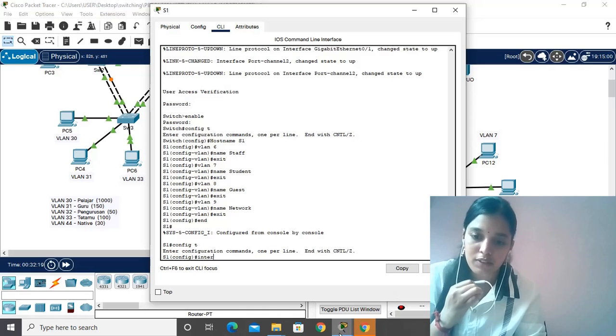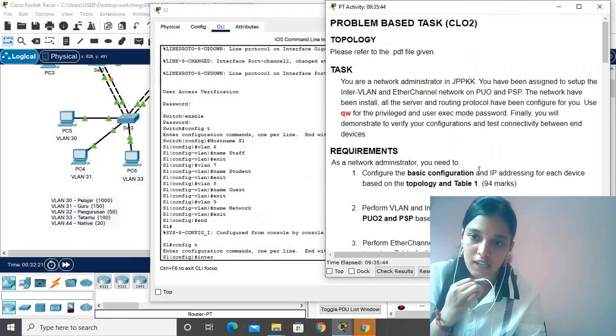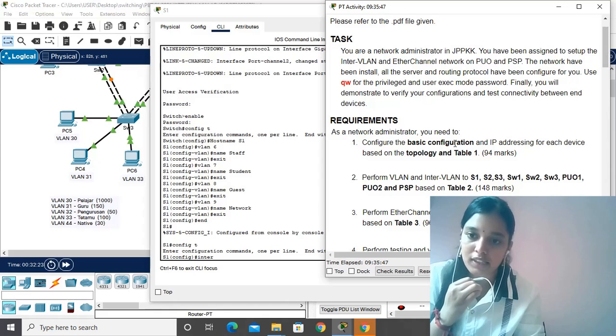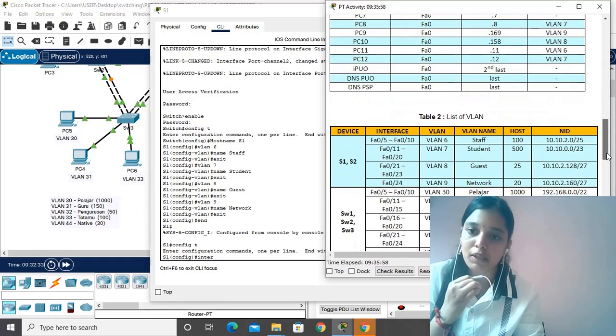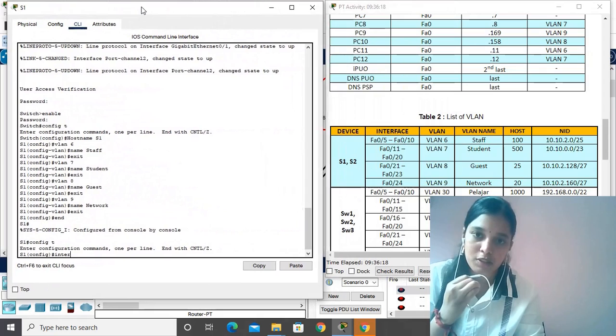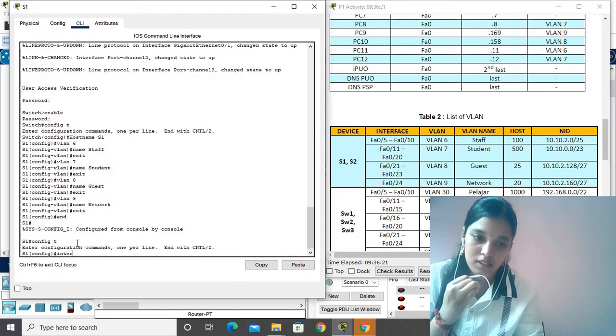interface range. Okay, we should see the table what they are asking in question 2. Perform VLAN and inter-VLAN to S1, S2, S3, SW1, SW2, SW3, PC1, PC2 and PC3 based on table 2. So we just refer to table 2, list of VLAN. The device, interface, VLAN name, OS and ID that is given. For device S1 and S2 connected, so we must do the S1, S2 for the interface given here. We should follow the table given, so must put as well to see and type.